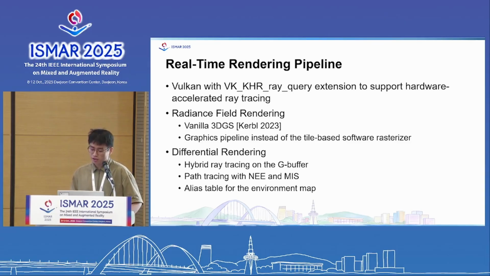The second stage of differential rendering includes two passes, G-buffer generation and differential path tracing. We perform hybrid ray tracing on the G-buffer. Path tracing with NEE and MIS is deployed to directly sample the environmental map, and the alias table is built for the environmental map to importance sample it.